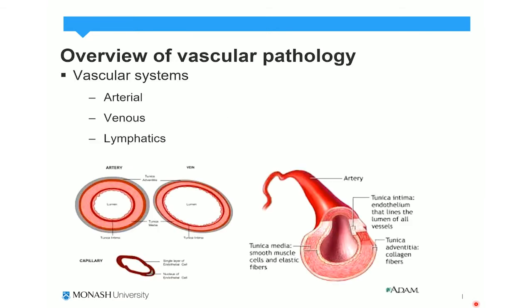Just a brief overview or review of the vascular system, which involves the arterial, venous and lymphatics, and obviously arterioles and venules as well. So the arteries and veins contain the same three layers. So the tunica intima, the media and the adventitia. The media on the vein, or the muscularis layer, is a lot smaller, and the outer layer, the adventitia, is thicker on arteries.